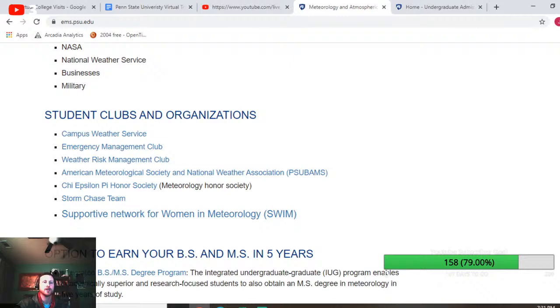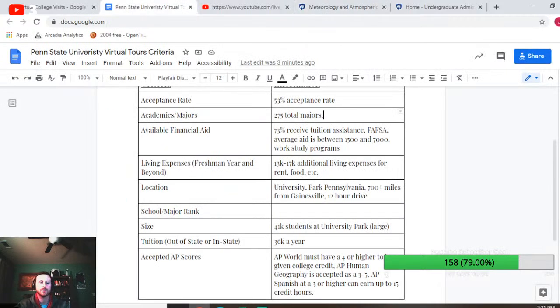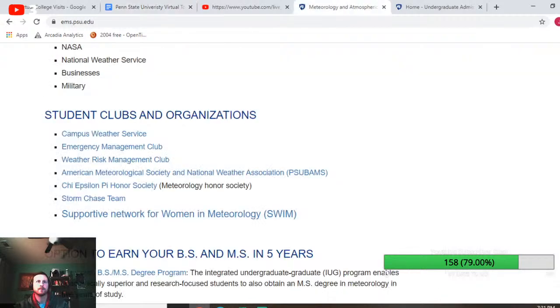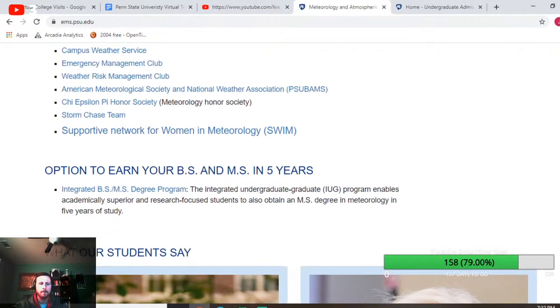Interesting. It looks like they've got a lot of clubs and organizations associated with it. Associations related to different majors. That's really good information too. I feel like I didn't have that at UGA. This wasn't like a thing, I guess.